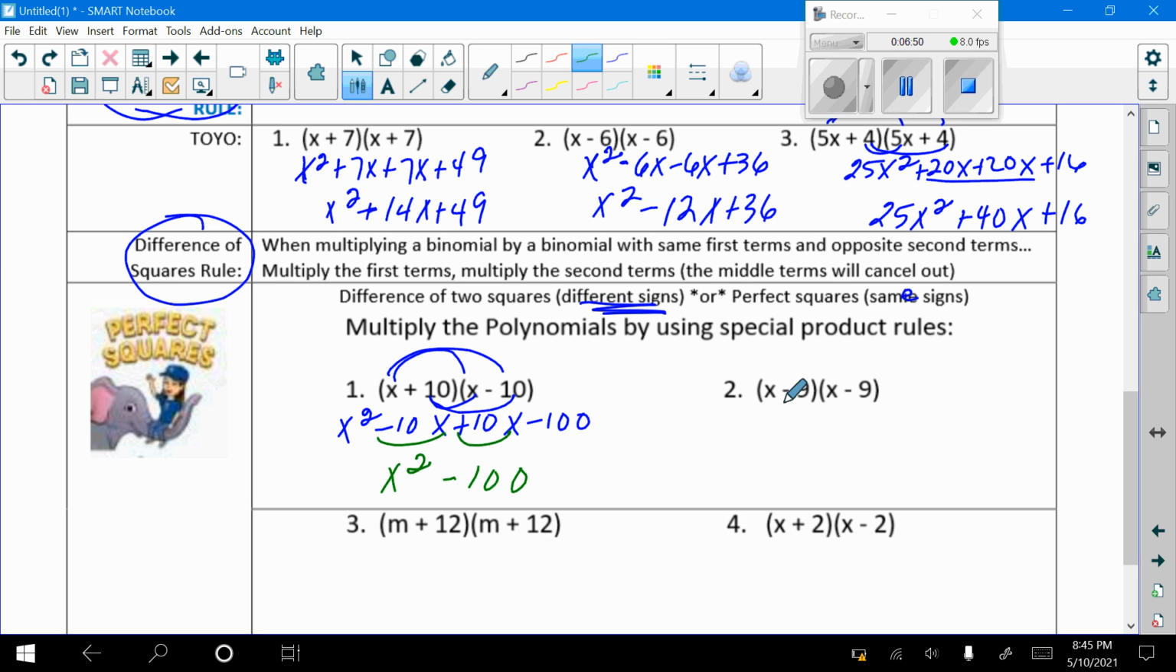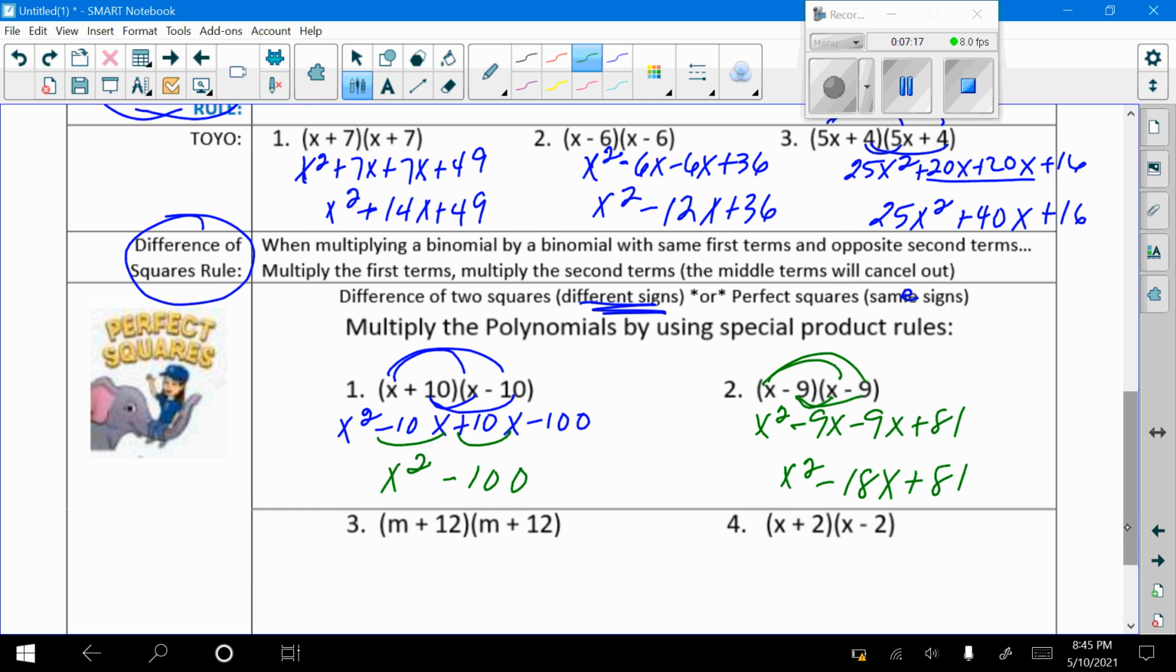This one, however, is a perfect square because they're the exact same. So we know it's going to be a trinomial. So it's going to be x times x is x squared. X times negative 9 is negative 9x. Negative 9 times x is negative 9x. Negative 9 times negative 9 is positive 81. So now I get x squared minus 18x plus 81.